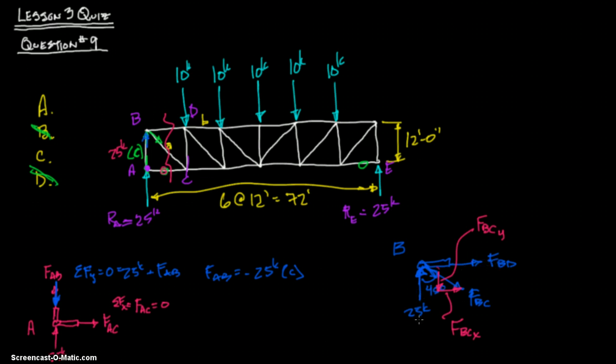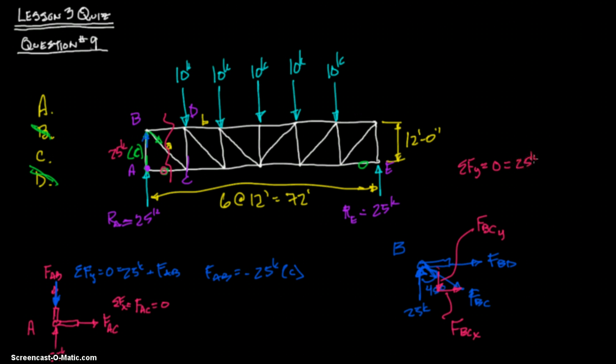And what do we know? We know we have 25 kips up. We know FBD doesn't have a y direction, so we can solve for the sum of the forces, because we have two unknowns in the x direction, FBD and FBCX. We only have one unknown in the y direction, so we want to sum the forces in the y direction equals 0, because of equilibrium, and you're going to have 25 kips up.